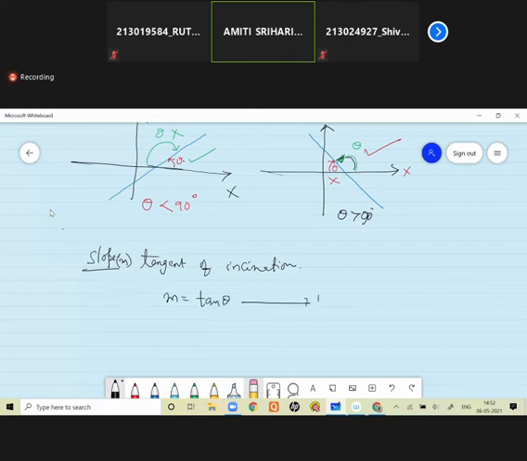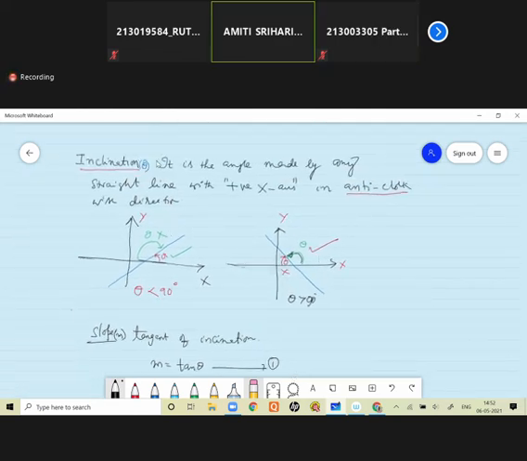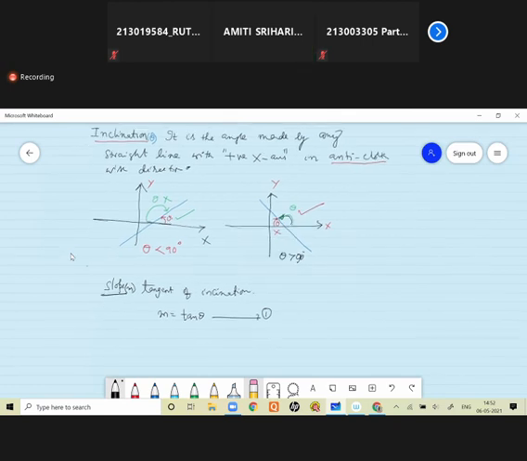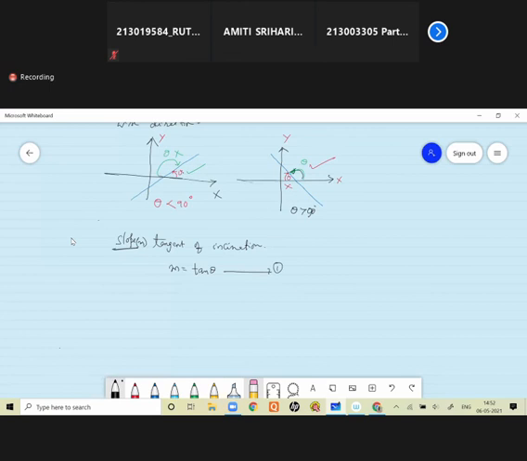This is the one formula to calculate the slope, when theta is known. What is inclination? Inclination is nothing but an angle. It is the angle made by any straight line with the positive x-axis in the anti-clockwise direction. Slope is tangent of inclination. Okay, children?